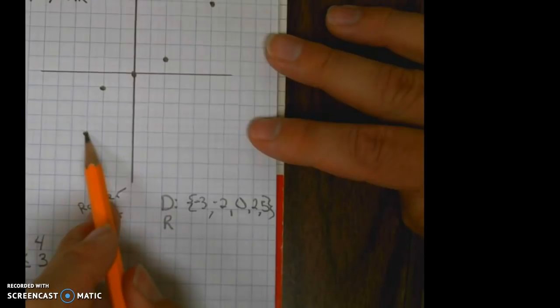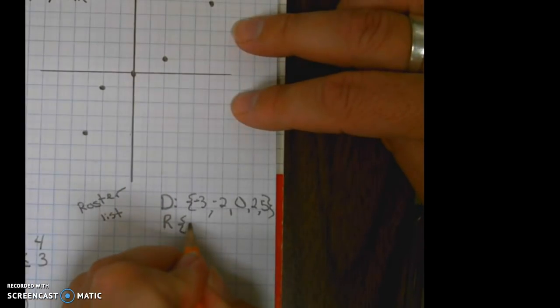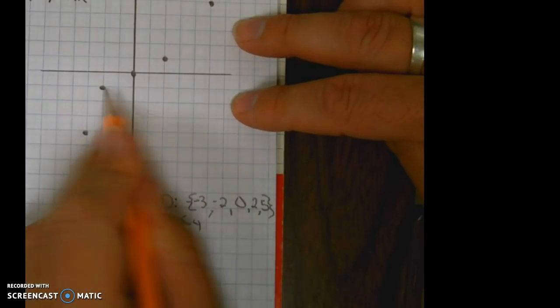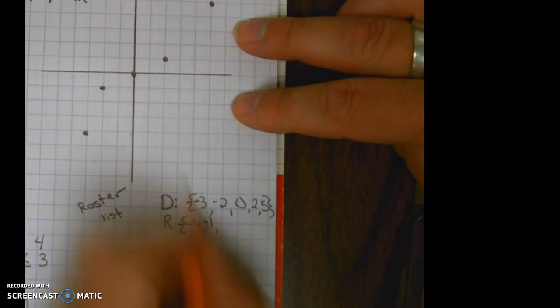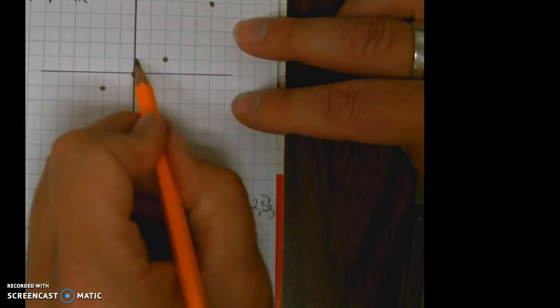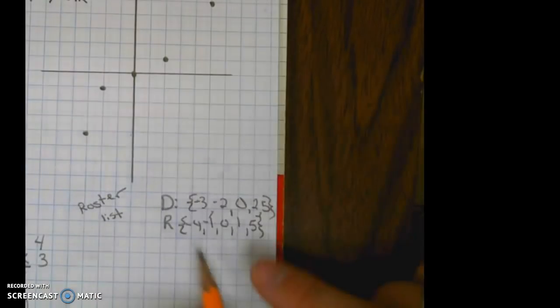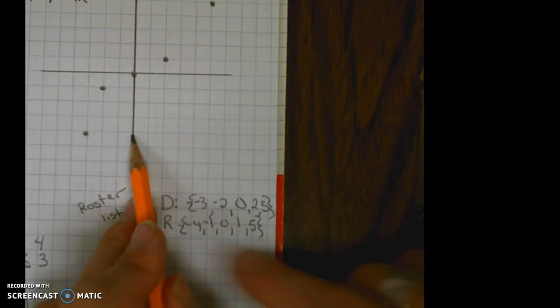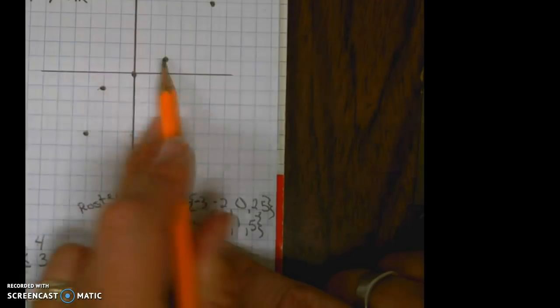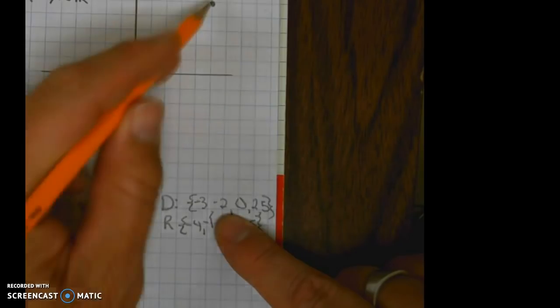And for the range, we're at -4, -1, 0, 1, 5. Now notice when I did the range, I looked at the y-axis to get the number. When I did the domain, I looked at the x-axis to get the number.